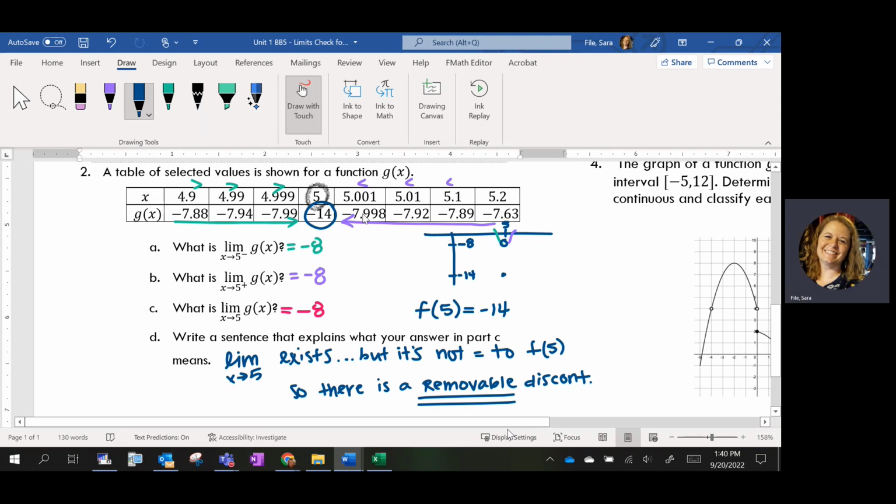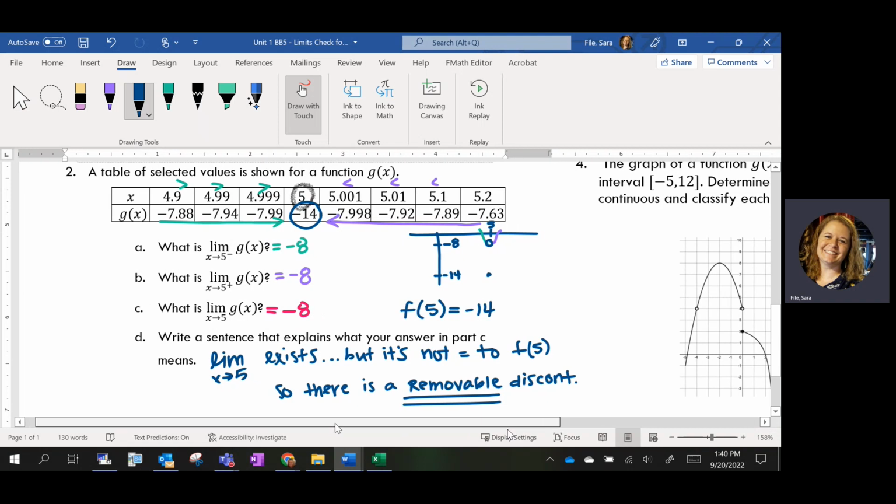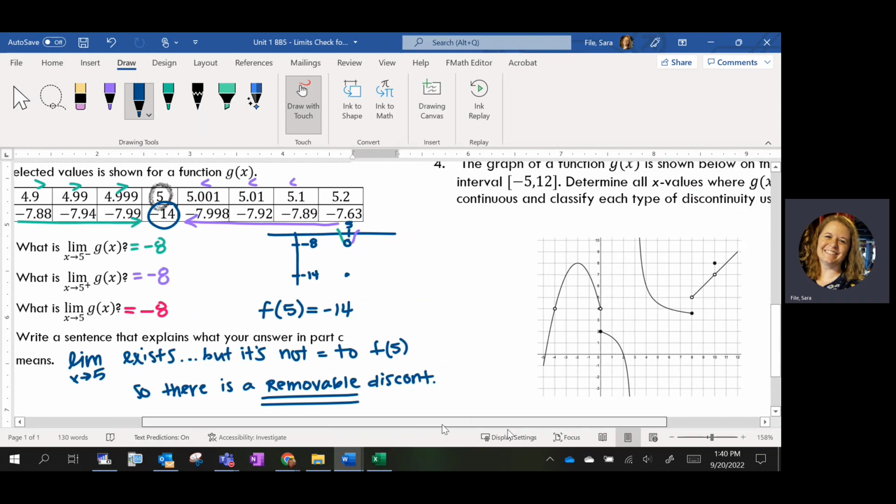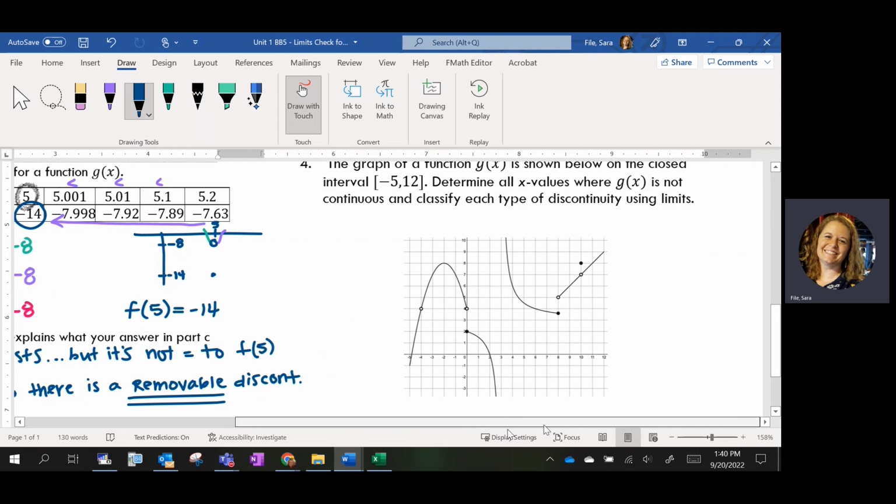Okay, if the values are approaching infinity or negative infinity, that would mean you're approaching an asymptote, right? It's going down forever or up forever along an asymptote. So that is how you would know that it is an infinite discontinuity. All right. And there is a practice in the Delta Math with making a table. So you'll get a little bit of practice with that.